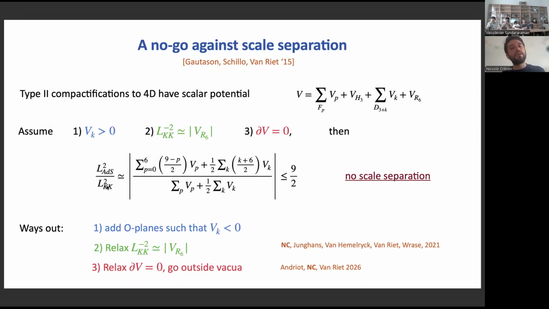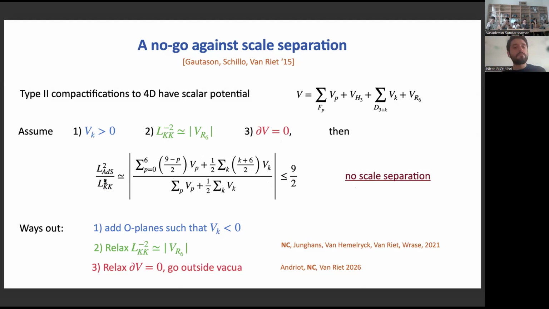Then it's very simple actually to calculate this ratio. And you see that this is upper bounded by 9/2, basically. So you have some parameters, P and K, to put inside. But under these assumptions, this guy can at most be 9/2. And this means there is no scale separation under this assumption, because these are basically the same scale.